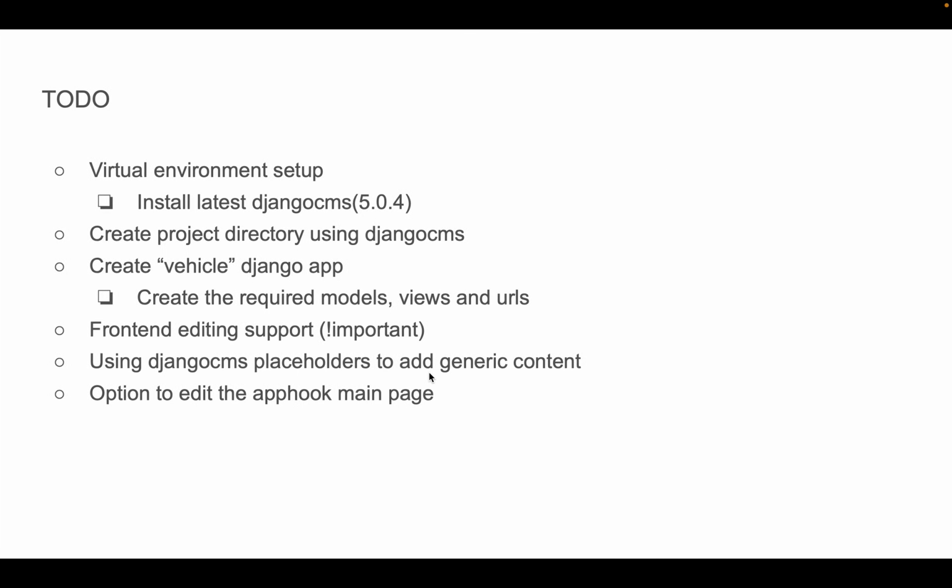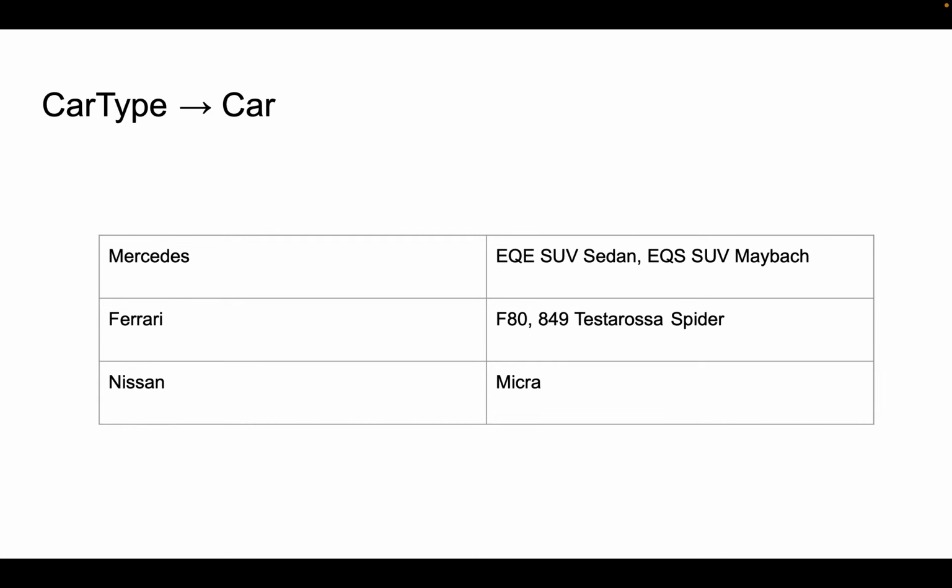So what are we trying to achieve in this tutorial? We would create a Django app called vehicle, and the app would have two models, Car and CarType. So a CarType is a foreign key in Car, so every car has a car type, and the car type could be Mercedes, Ferrari, Nissan, then the specific car for each brand. We would then take these models and find ways to configure them on the Django CMS app by adding them to the page, then further enabling support for front-end editing.